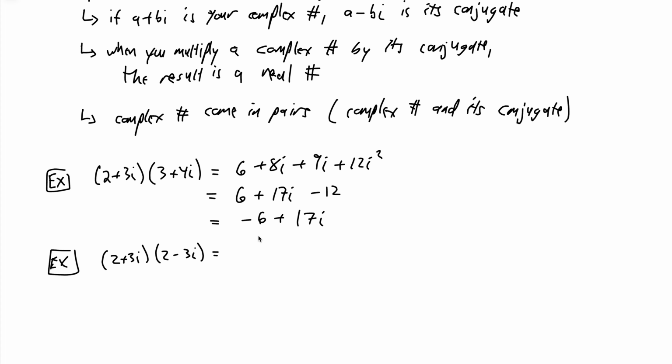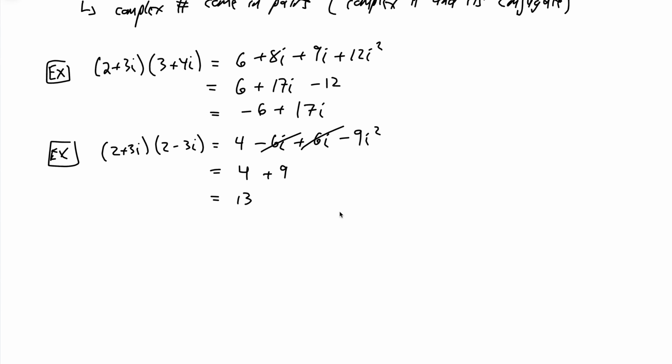Right? Now I'm expecting to get a real number out of it. Let's distribute. 2 and 2 would be 4. 2 times negative 3i is negative 6i. 2 times positive 3i is positive 6i. 3 and negative 3 would be negative 9i squared. These are going to go away, right? Plus 6i minus 6i, you're going to get 4 minus 9 times negative 1, right? So that's positive 9. You get 13. A real number, right? As expected. When you multiply a complex number by its conjugate, you get a real number.